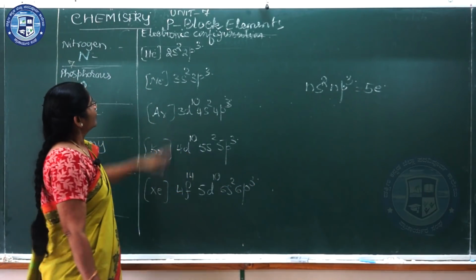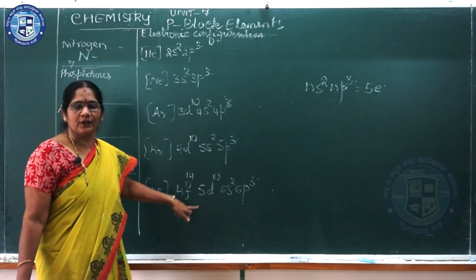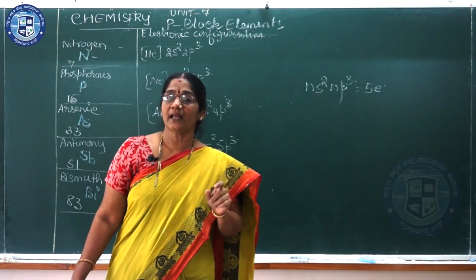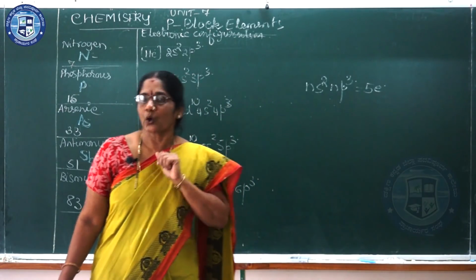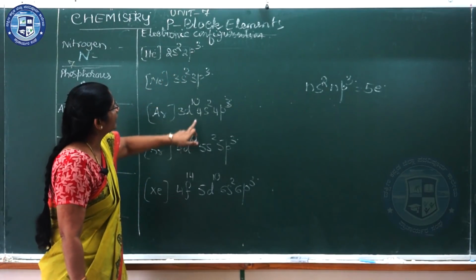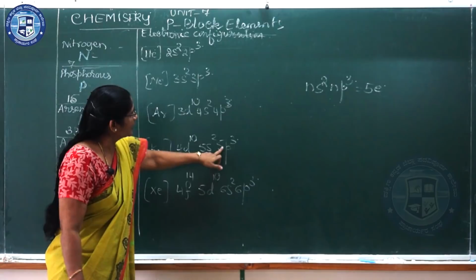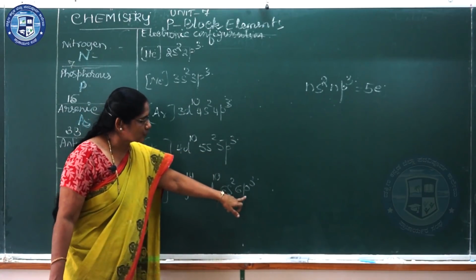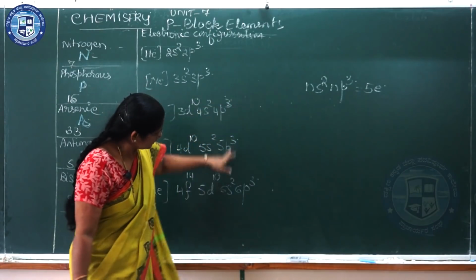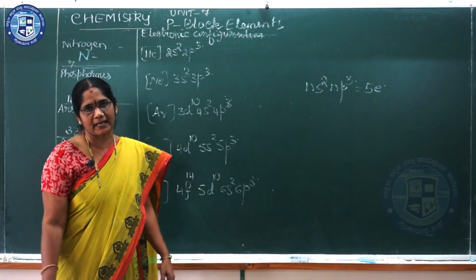Now, in all these, you have studied last year that in a group, they have similar outer electronic configuration. So you can see here 2s2 2p3, 3s2 3p3, last shell 4s2 4p3, 5s2 5p3 and 6s2 6p3. So all of them have 5 electrons in their valence shell.